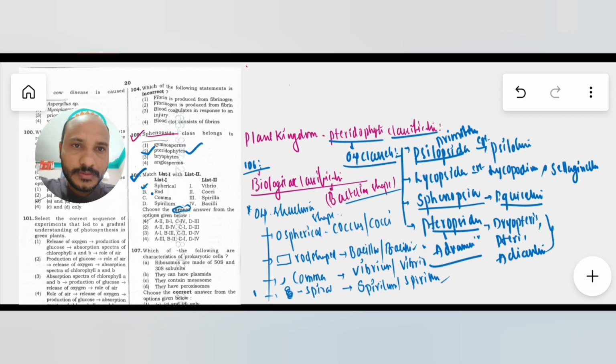So here we need to match list 1 and list 2. Spherical bacteria are called cocci, so A is 2, and rod shaped bacteria are called bacilli, so B is 4. Comma shaped bacteria are called vibrio, so C is 1, and spirillum is third. So 2 4 1 3. The right answer is the second one. Yes, so we move on.